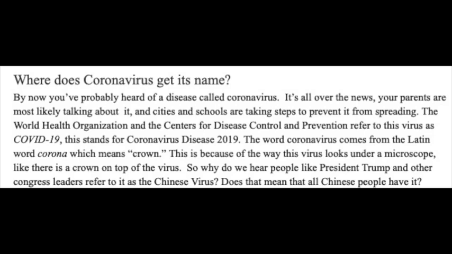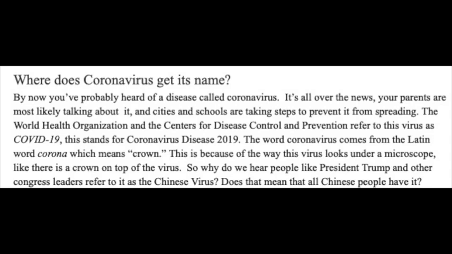Where does coronavirus get its name? By now, you've probably heard of a disease called coronavirus. It's all over the news, your parents are most likely talking about it, and cities and schools are taking steps to prevent it from spreading. The World Health Organization and the Center for Disease Control and Prevention refer to this virus as COVID-19. This stands for Coronavirus Disease 2019. The word coronavirus comes from the Latin word corona, which means crown. This is because of the way the virus looks under a microscope, like there's a crown on top of the virus.